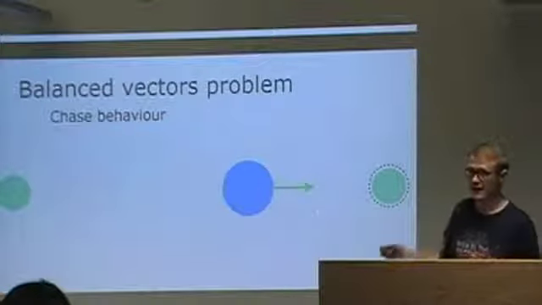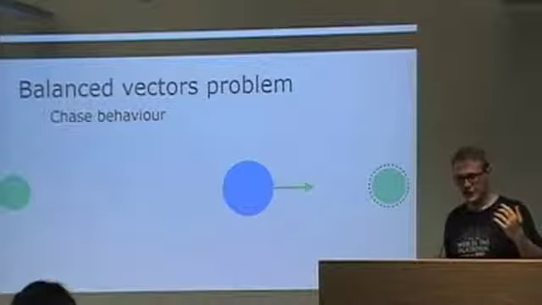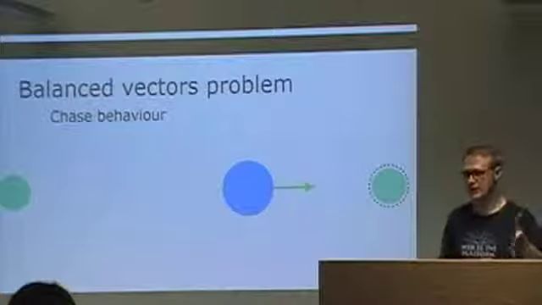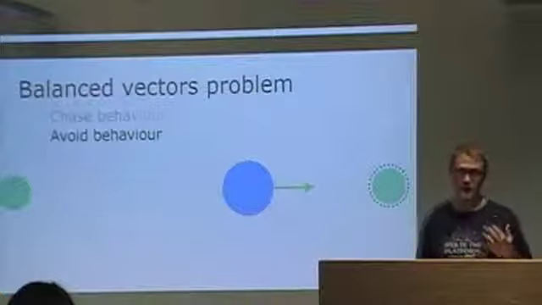If we leave it running like that, that's fine. It returns a vector. The steering code will then take that vector and turn that into a velocity and start moving in that direction. But let's make it more interesting. Let's add an avoid behaviour.